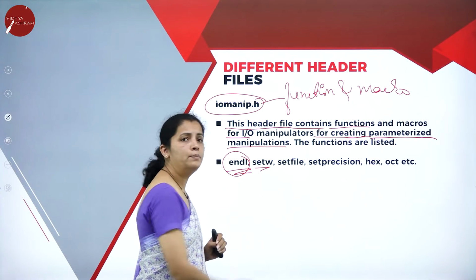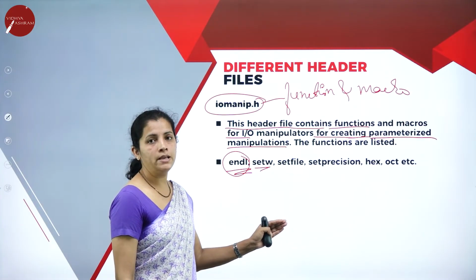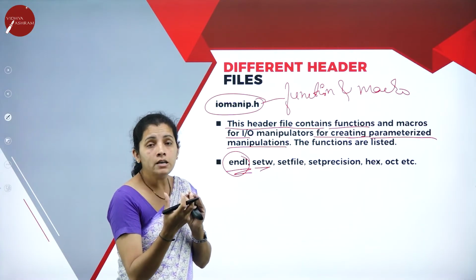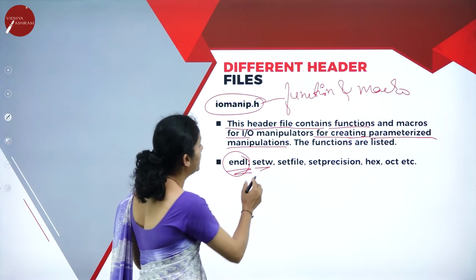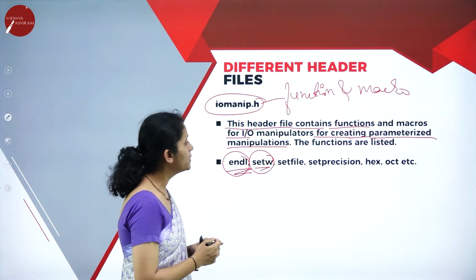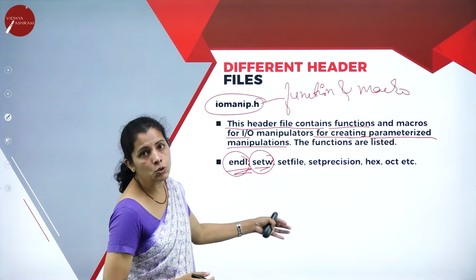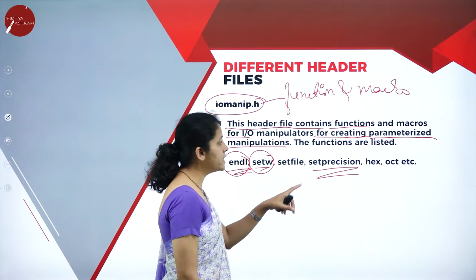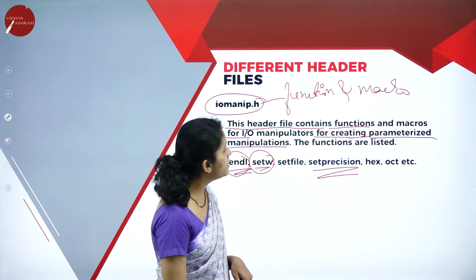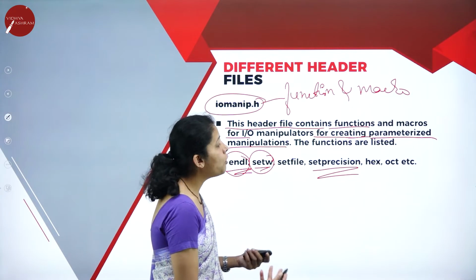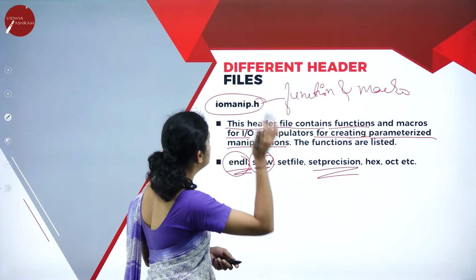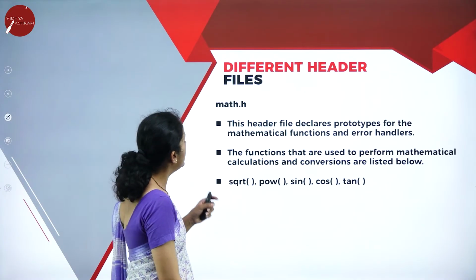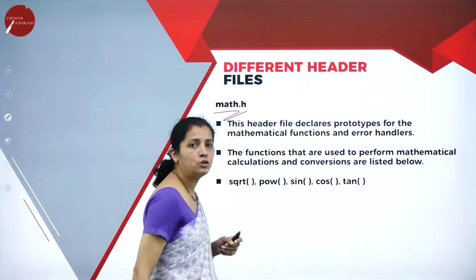Then what is setw? Set the width. If I want to set the width between two words or two inputs, at that time I'm going to use setw. And what is setfill? It's mainly used to set the fill. Suppose I want to set the precision, I have the setprecision function, hexadecimal function, octal function, etc. These are the functions provided by iomanip.h.